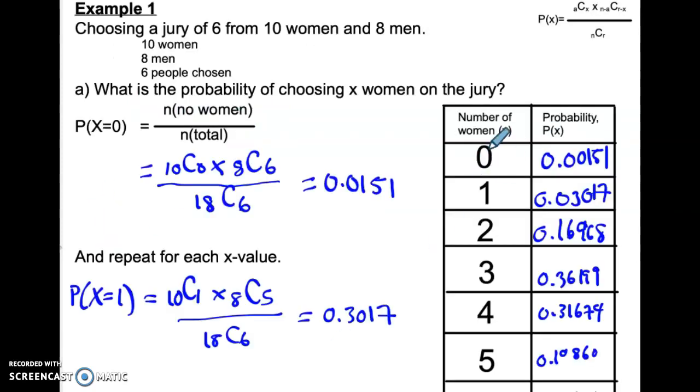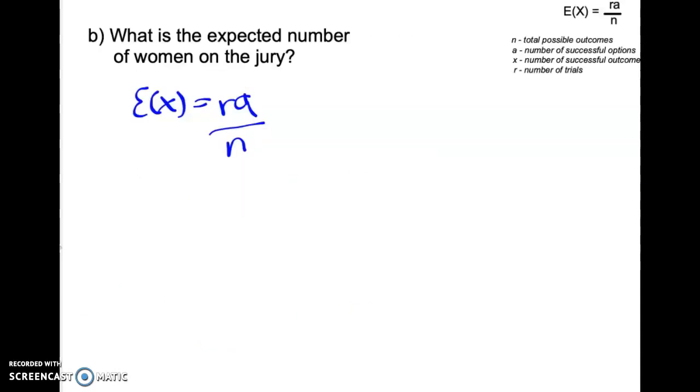What is the expected number of women on this jury? Okay, so if you think about this, remember the expected value formula was RA over N. Or you could go back and do it the first way. Now that we have the probability distribution table, you could do the X times the P of X and add these all up, and that would also get you the expected value. It would work out the same way, but it is quicker to do it this RA over N.